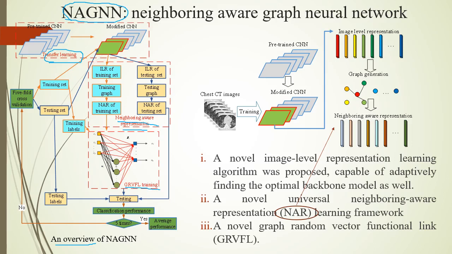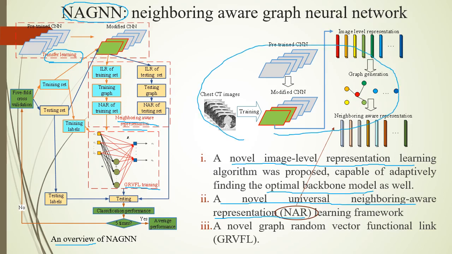On the right, we show the 3 contributions. In our paper, we proposed a novel image level representation learning algorithm. This is used to find the optimal backbone model. We proposed a novel universal neighboring aware representation called the NAR, and the schematic of the NAR is shown in the top right side. And finally, we proposed a novel graph random vector functional link.